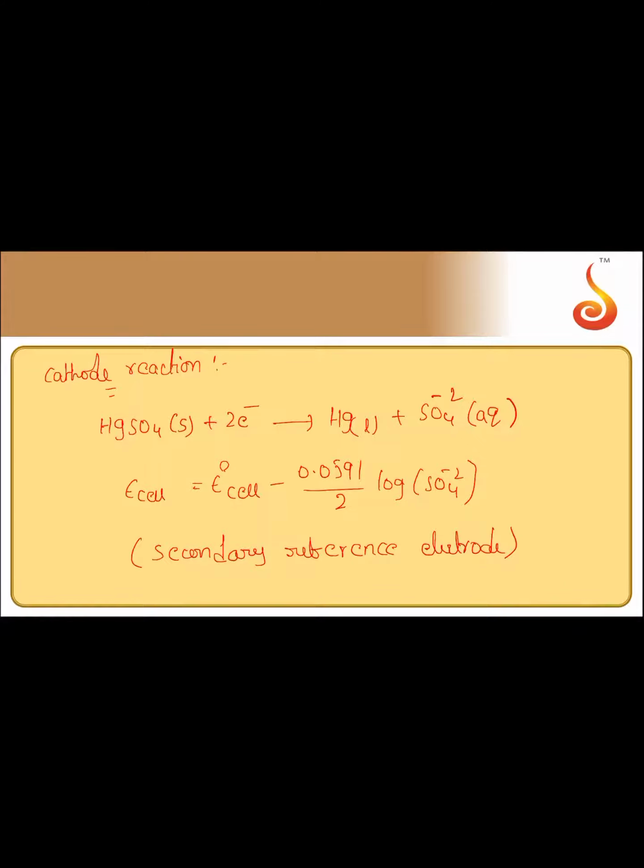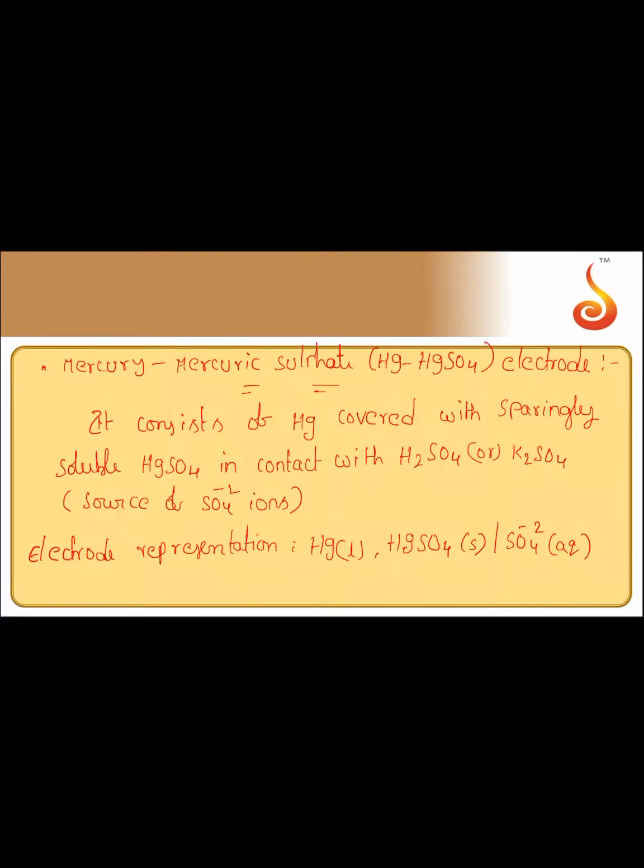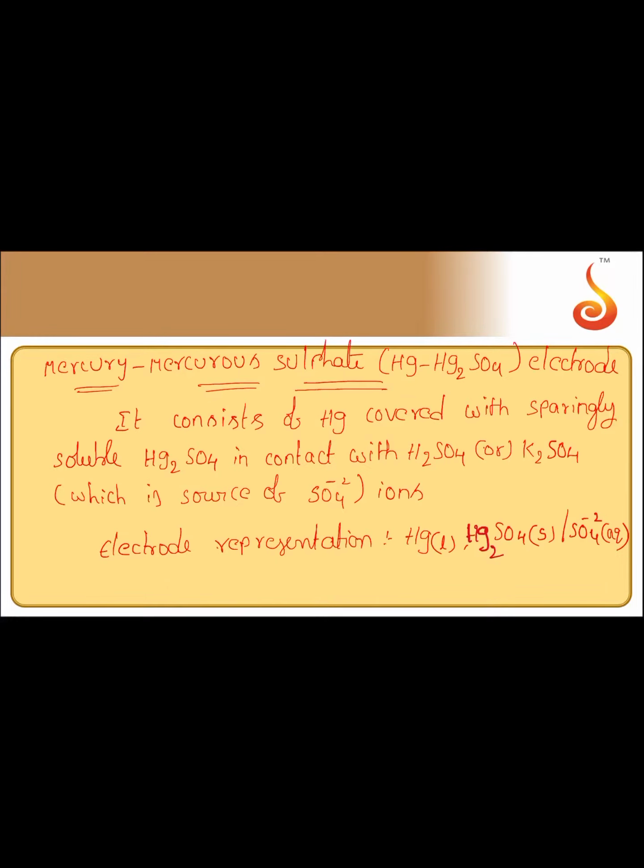The next equation is E cell is equal to E0 cell minus 0.0591 by 2 log SO4 minus 2, and this electrode also can be used as a secondary reference electrode. These are the two types of electrodes. One is Mercury-Mercuric sulfate, another one is Mercury-Mercurous sulfate.